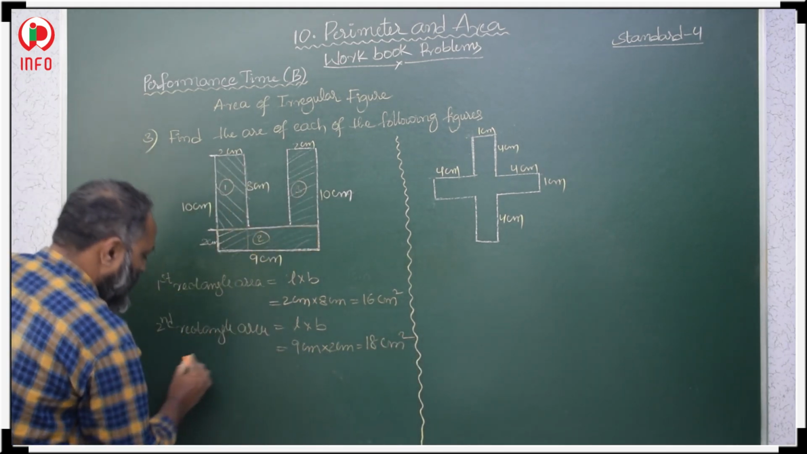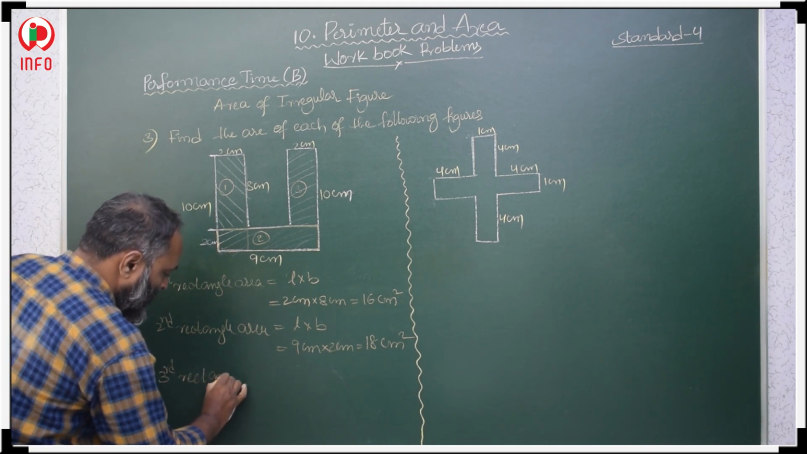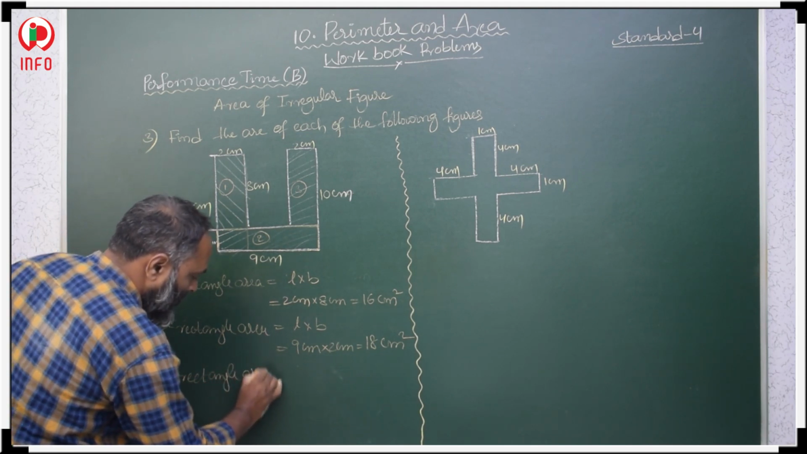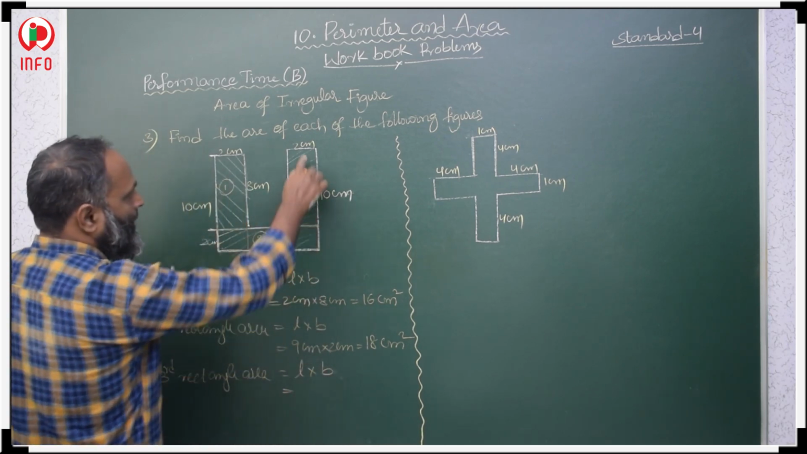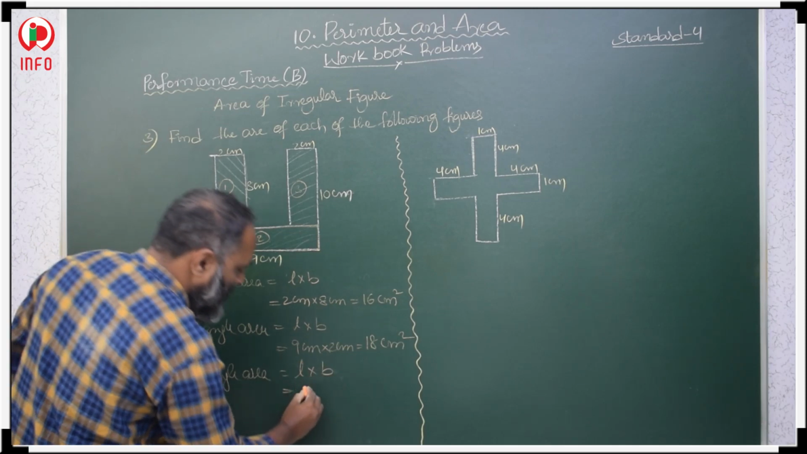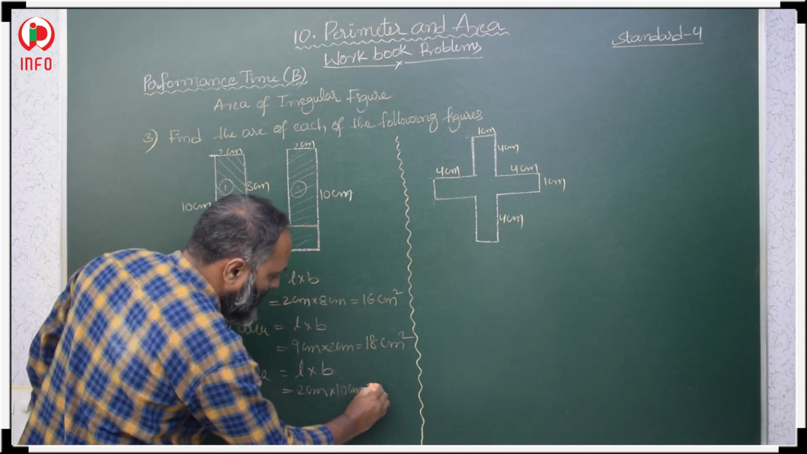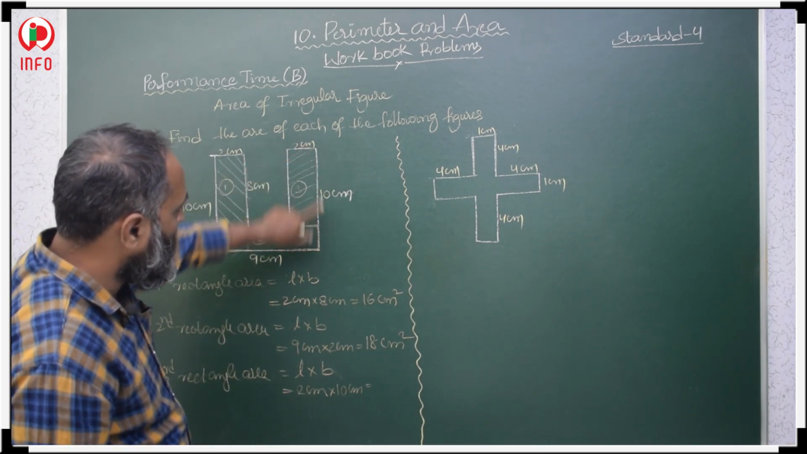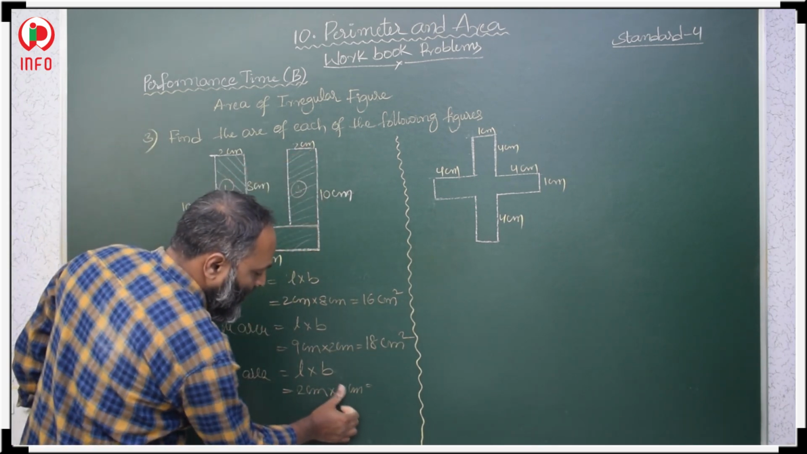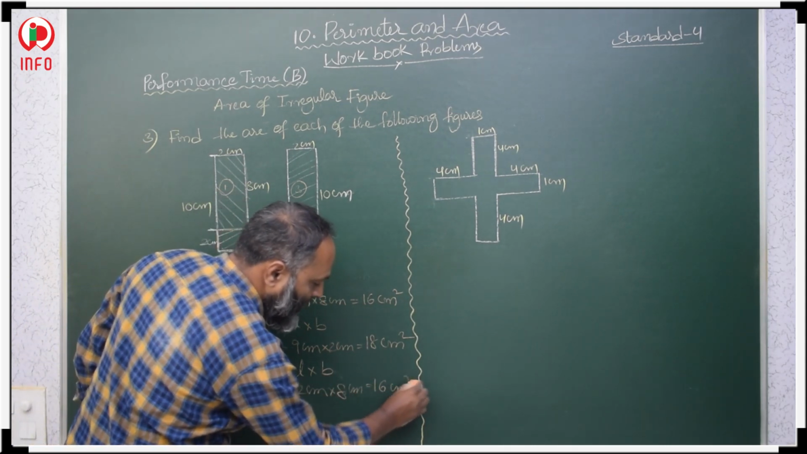Next, the third rectangle area. That is also length into breadth. What is the length here? 2. Breadth is 10? Not 10, this is 8. Don't take 10. Here to here only 8. This complete is 10. So 2 into 8. 2 8s are 16 square centimeters.